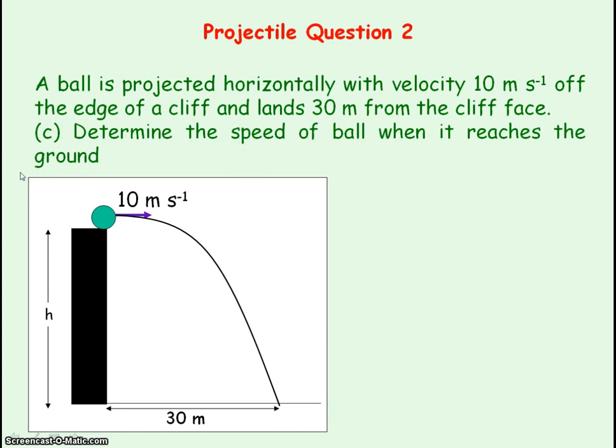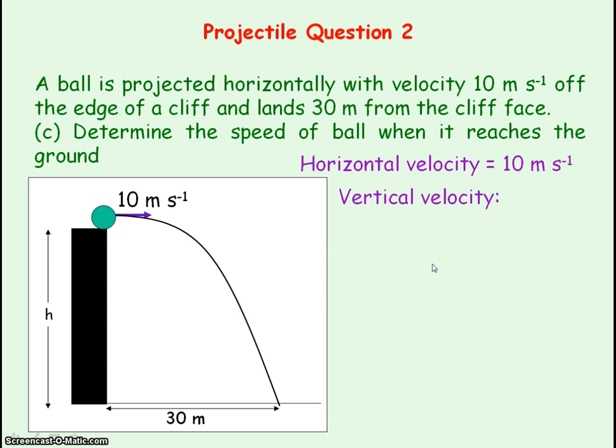Part C, we need to determine the speed of the ball when it reaches the ground. Well, we know horizontal velocity is constant, so when it reaches the ground, the horizontal velocity will be 10 meters per second. In order to find the vertical velocity, we need to use the equations of uniform acceleration, the SUVAT equations. So s equals h, which we worked out to be 44.1 meters. The initial velocity vertically is 0.